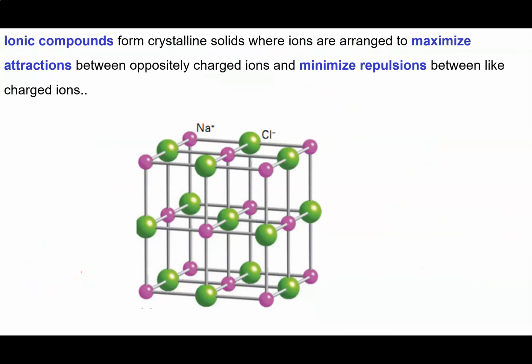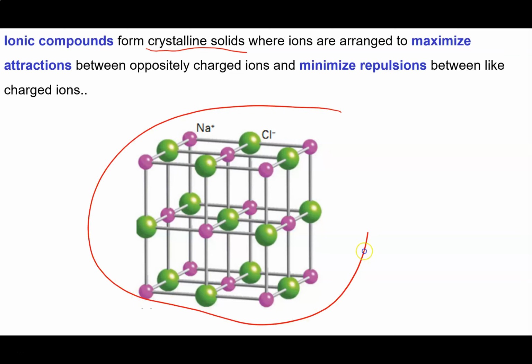Okay. So ionic compounds, and we'll see this in the chapter on solids and liquids, they form what we call crystalline solids. And crystalline solids occur when ions organize themselves to maximize attractions between oppositely charged ions and minimize repulsions between like-charged ions. And a classic example of this is the structure of sodium chloride.